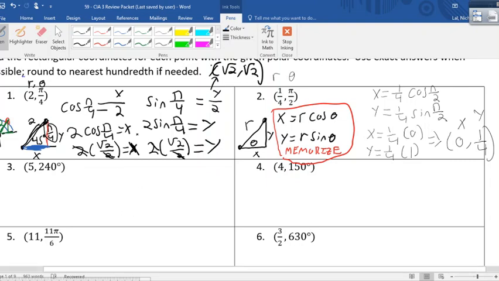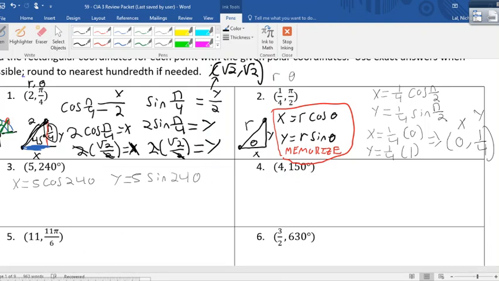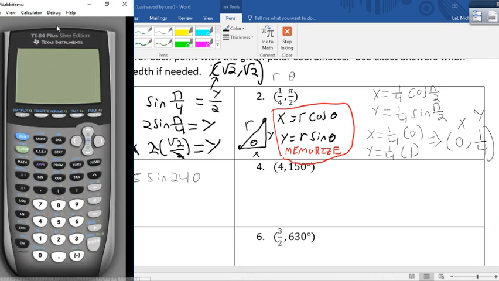And so this one we might need to bring out our calculator. So with 3, our polar value is going to be, find our rectangular coordinates. x is going to be equal to 5 times the cosine of 240 degrees, and y is going to be equal to 5 times the sine of 240 degrees. All right? And this is where we can break out our calculator.